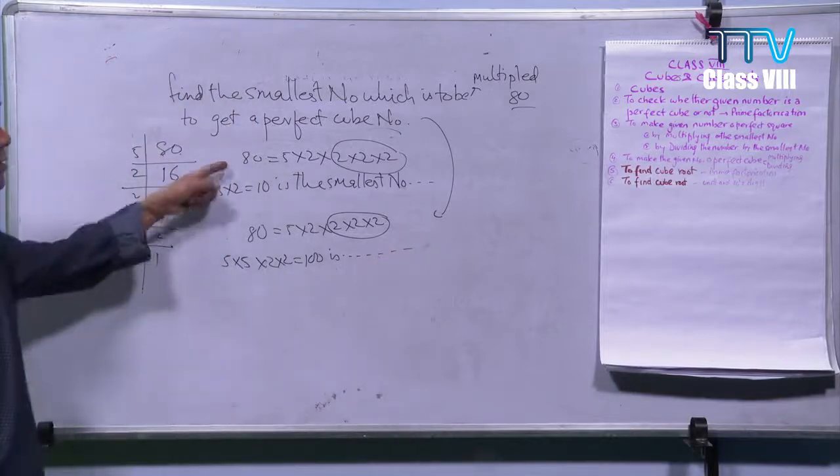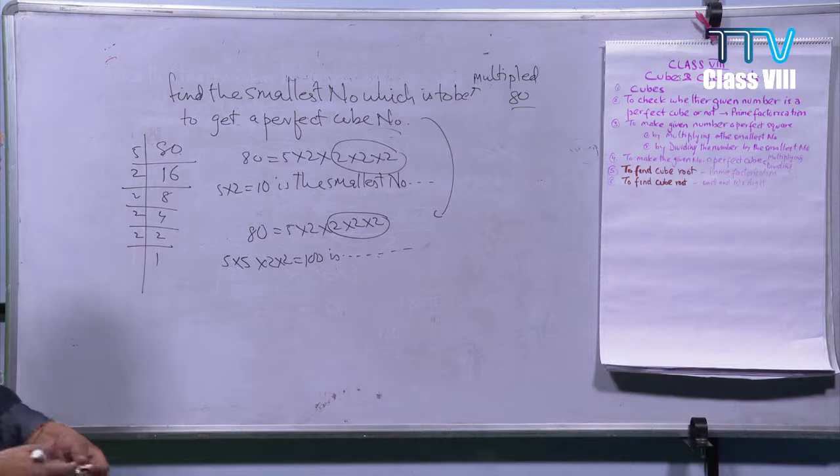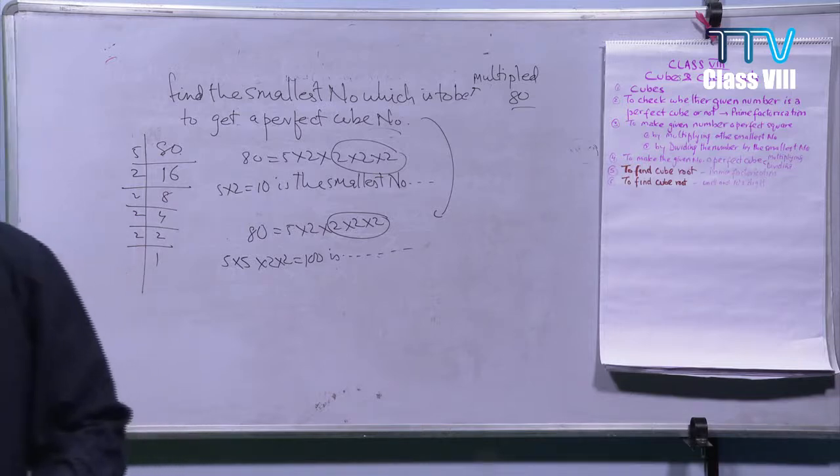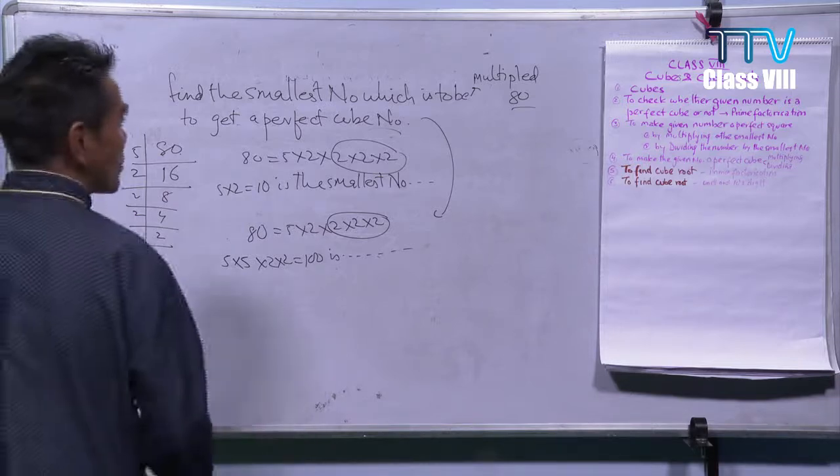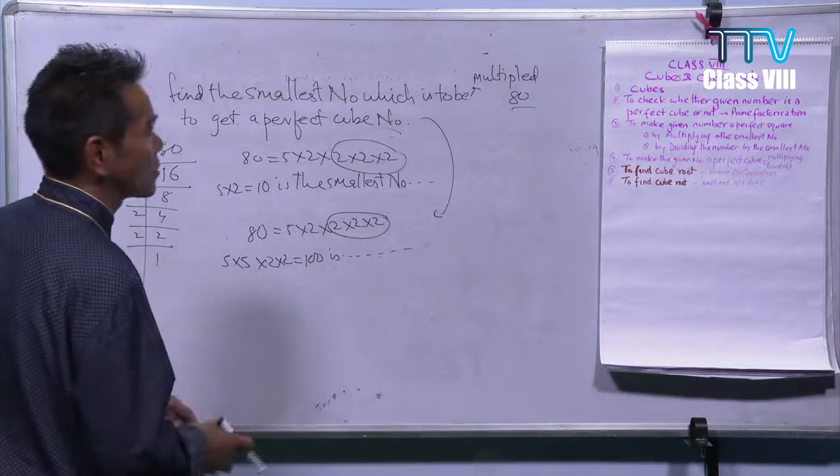Multiply or divide. That is how we get perfect cubes, by multiplying and dividing by the smallest number.